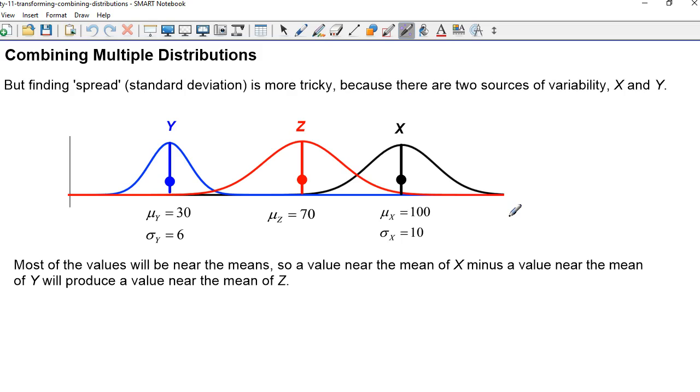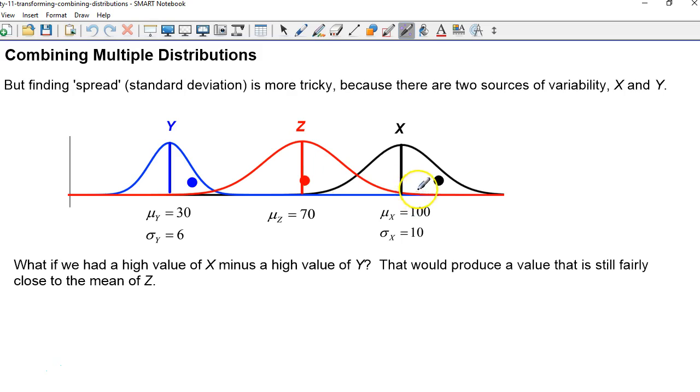It's trickier to find the spread, the standard deviation, and that's because there are actually two sources of variability. We have variation in x that's unknown, and we have variation in y that's unknown. So let's take a look at some values and see what that means for the corresponding z value. Most of the values will be near the means. So if I have a value near the mean of x and a value near the mean of y, then the value of z will be near the mean of z, right? Because the mean of x is 100, the mean of y is 30, so 100 minus 30 will be around 70. So most of the values will tend to be near the mean of z.